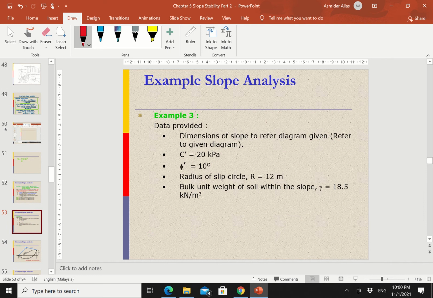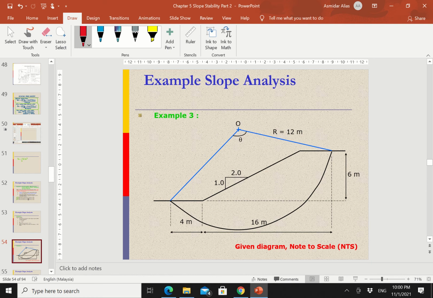Of course, the same method applies. The first thing is to gather all the soil parameters, for example, the value of C, the value of friction angle phi, and of course the radius of the circle, whether you calculate it from the Pythagoras theorem or measure it from your graph. The ruler itself will give you the measurement of the radius, and then of course the value for unit weight of the soil.